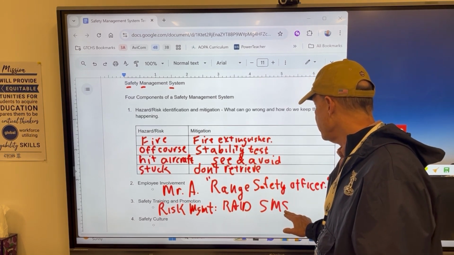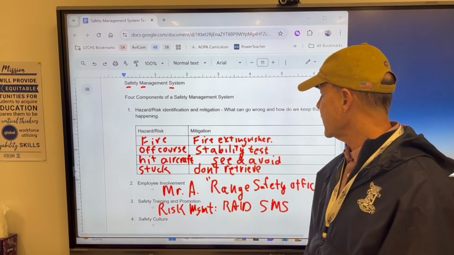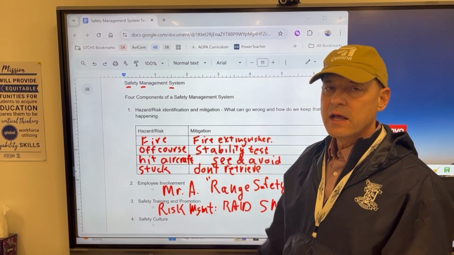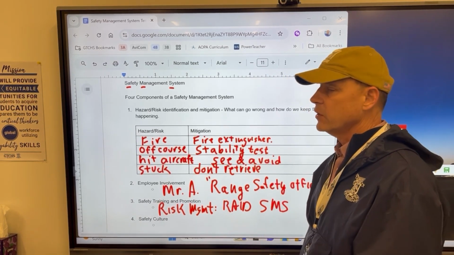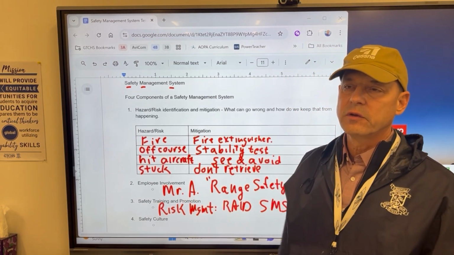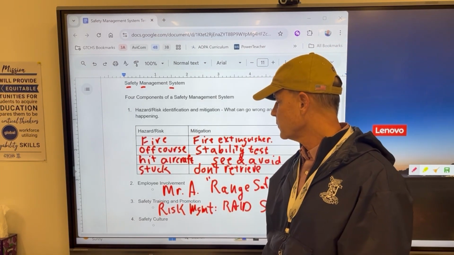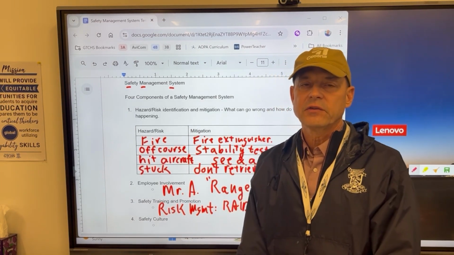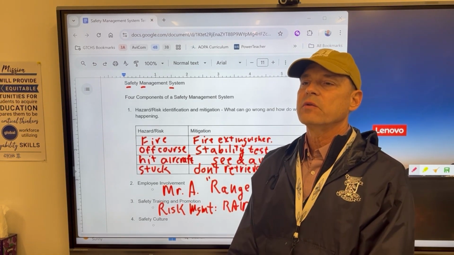These are a couple of acronyms that we've been throwing around when we've been talking about aviation safety: the RAID method of analyzing and mitigating risk, and also the safety management system. These are all part of the first couple of lessons in this unit, and so you are getting trained. Now, the last one is the culture of safety.